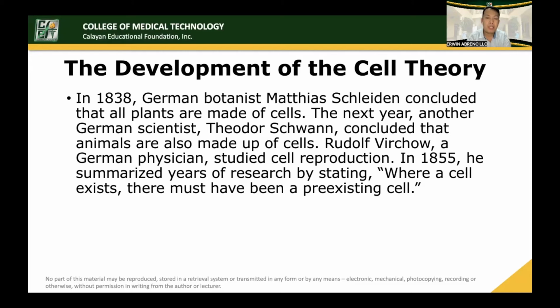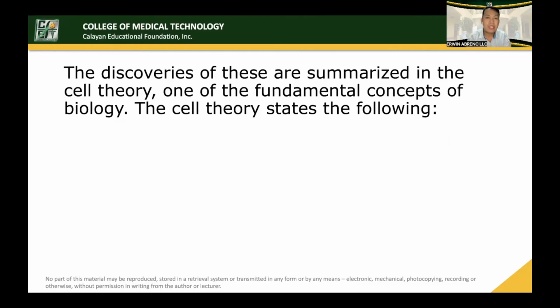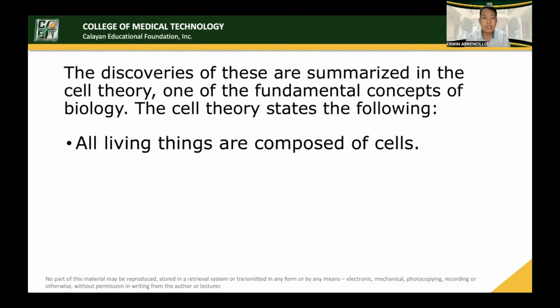By the way, when you speak of a pre-existing cell, it means that a cell would exist out of another cell, not out of any other things, but another cell. So with this, the concepts presented by Matthias Schleiden, Theodor Schwann, and Rudolf Virchow led to the formation of what we know as the cell theory. So these are the statements.